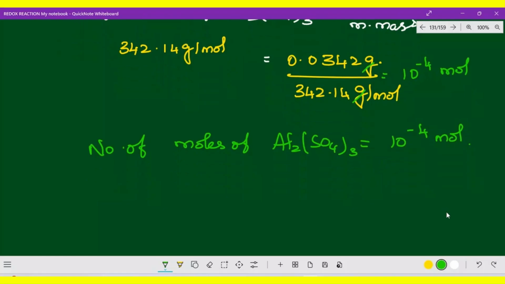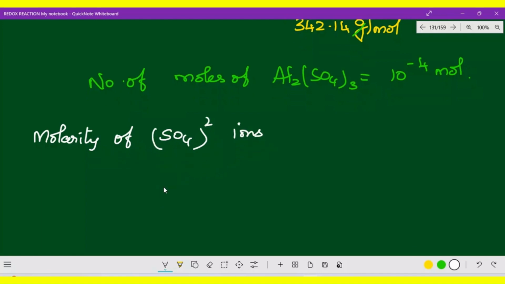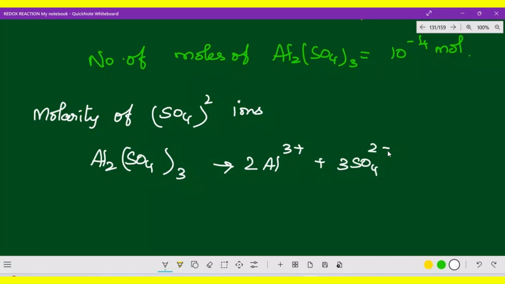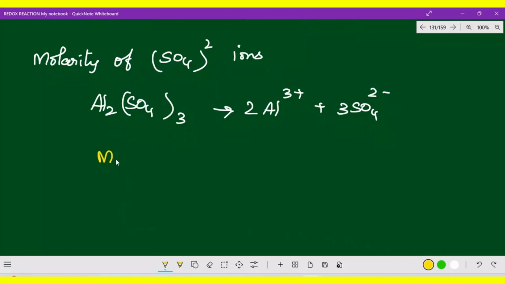Now the molarity of sulfate ion we have to identify. So the molarity of sulfate ion SO4 2 minus. So these are ions now. Al2(SO4)3, when we separate it, gives 2Al3+ and 3SO4 2-. That is the way we separate it. So that means the molarity of SO4 2 minus ion, you will get 3, right?